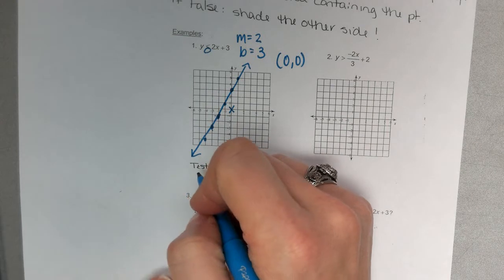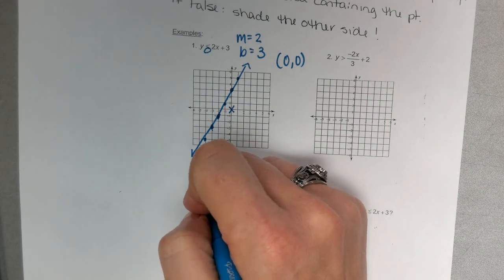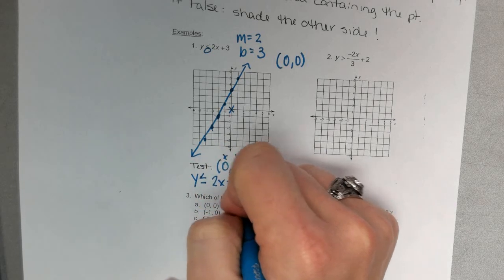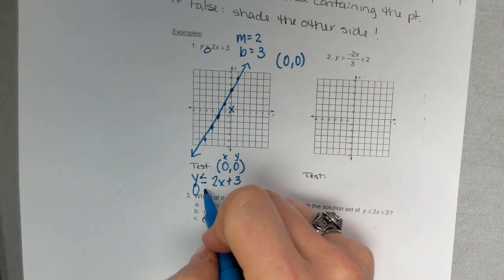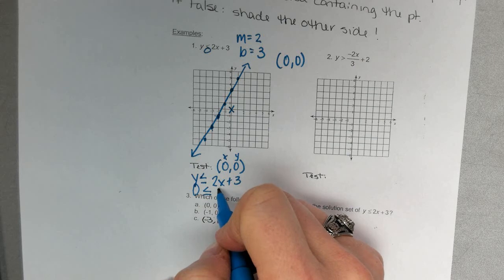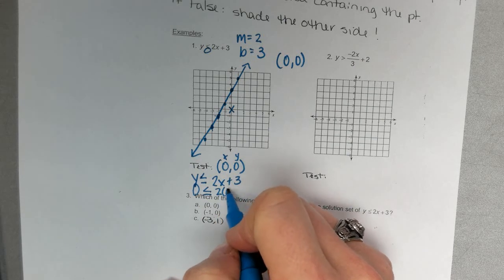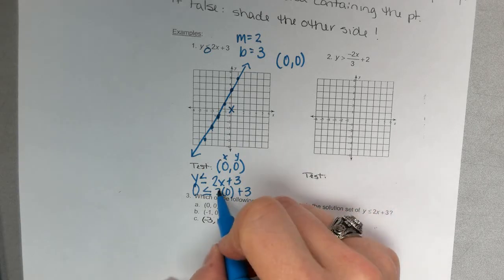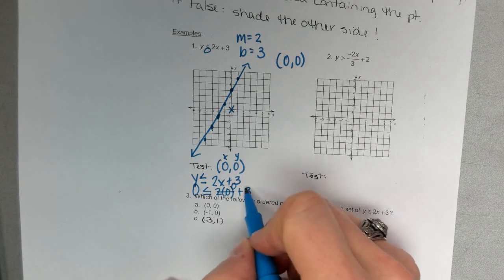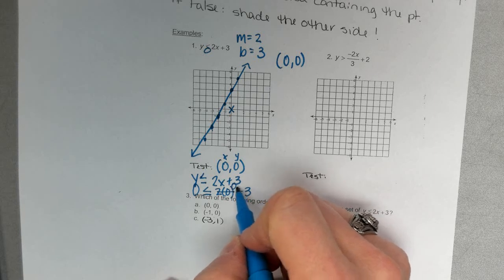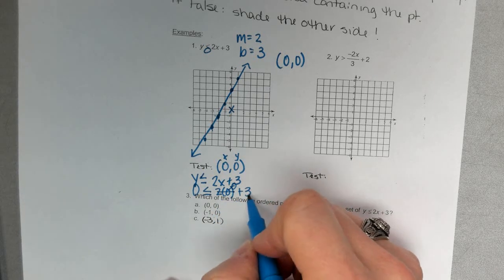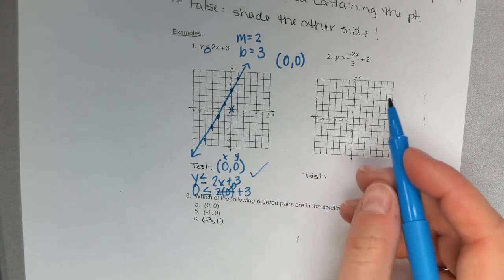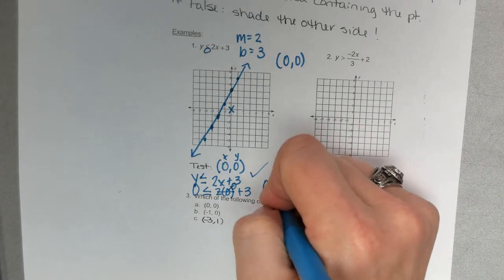So let's rewrite the equation again. y is less than or equal to 2x plus 3. So we get 0 is less than or equal to 2 times 0 plus 3. So we get 0 is less than or equal to 0 plus 3. Is 0 less than or equal to 3? Yes, it is. So it checks out.